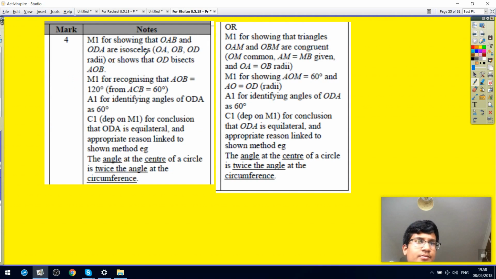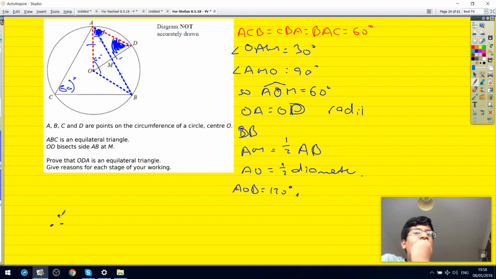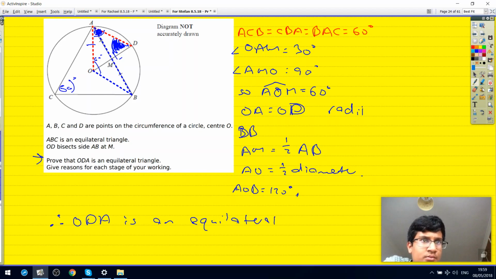And so it's just about actually writing it out. What were they looking for? An appropriate method: the angle at the centre of a circle is twice the angle at the circumference. So you just had to say that bit. Conclusion: for the final mark, you have to say, therefore, ODA is an equilateral triangle, which is just copied and pasted from the question. Any questions there, Stefan? I think that's fine.